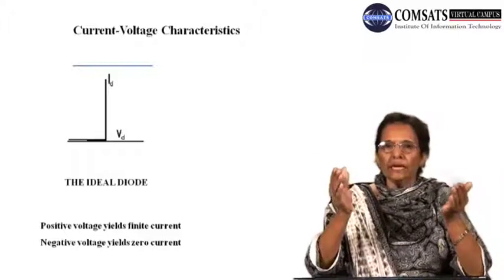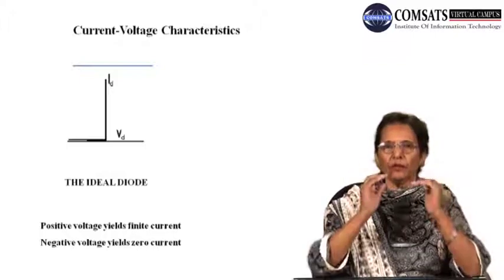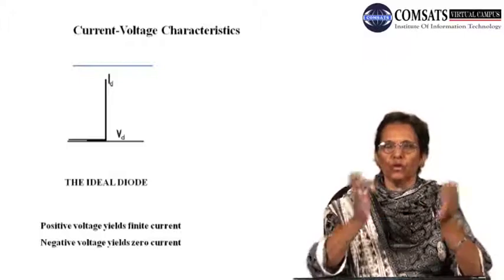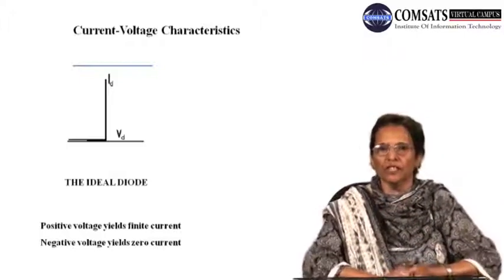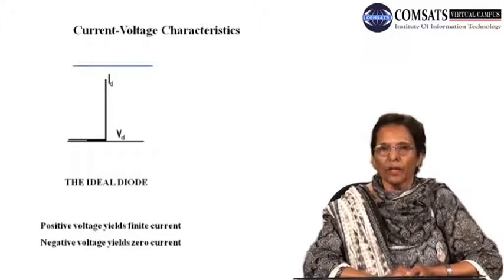Now, in an unbiased junction, that is, a junction under equilibrium, which is maintained at a constant temperature, whose value, excuse me, we had taken to be 300 Kelvin in this lecture.